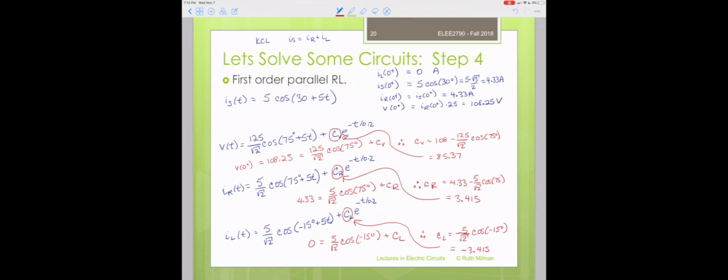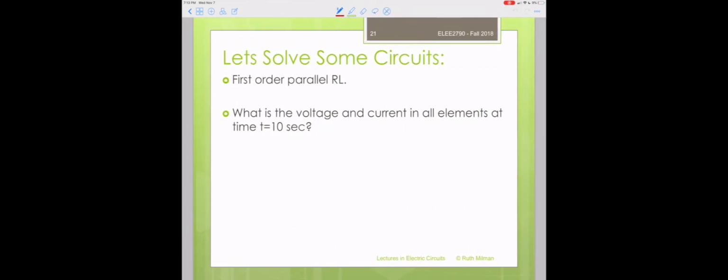Now, a quick comment to note. We see that KCL works. We see that the voltages are the same everywhere. And now we have all the different pieces in order to get our equations. We have the actual form of the final function. So we're totally able to continue and actually calculate the voltage and current in any of the elements at any given time. The time that we're asked to calculate this for in this particular case is 10 seconds.